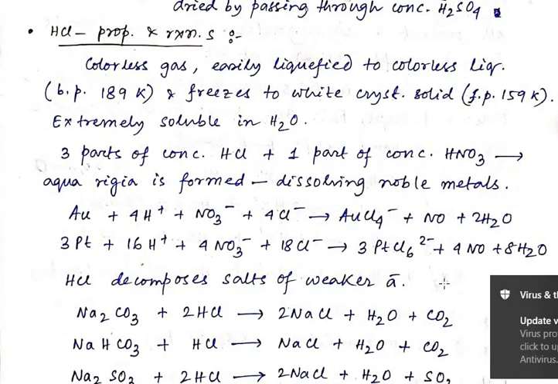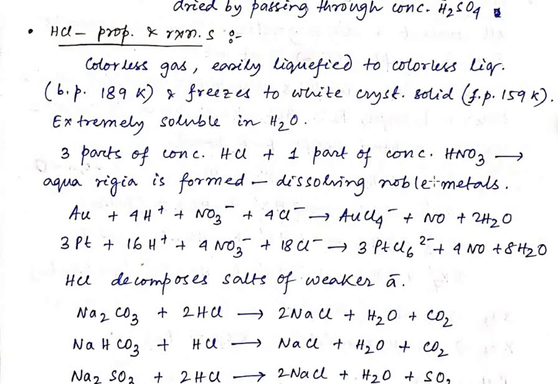Next, the properties and the reactions of the HCl. HCl is a colorless gas and it is easily liquefied to a colorless liquid, whose boiling point is 189 Kelvin, and it freezes to a white crystalline solid, whose freezing point is 159 Kelvin, and it is extremely soluble in water.